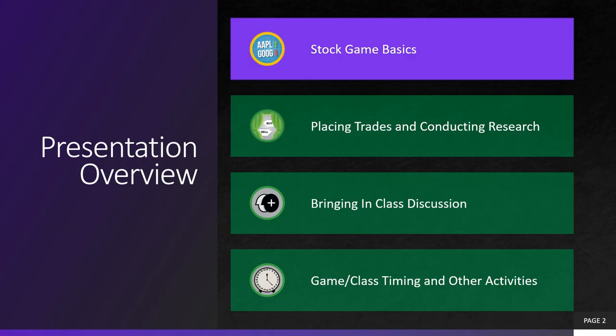I'm going to go a little bit through a tutorial of the actual mechanic of placing a trade and conducting research. Then I'm going to bring it back to class discussion and the actual application of how you bring these together in class, both to drive engagement and to make sure the students are learning about investing rather than just kind of blindly trading. And I'm going to finish up with the class game timing, how long it actually takes for your class to do this, and some ideas for some other activities that work along well with this.